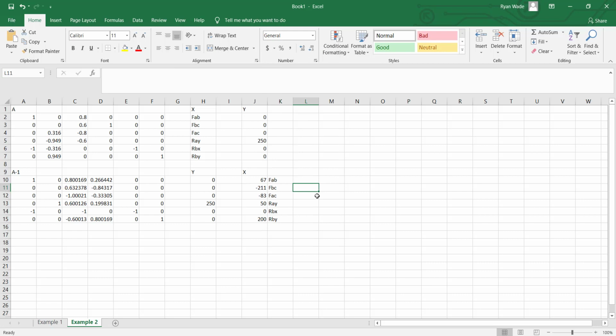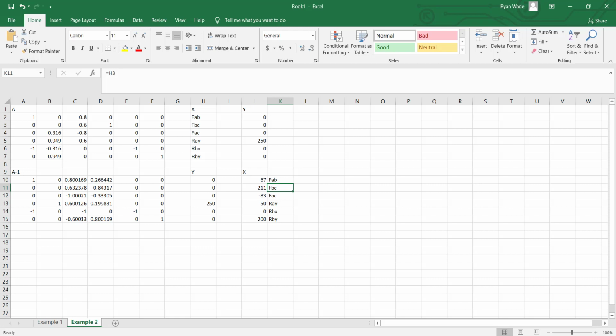So what I see right off the bat is that I've solved for my reaction forces, so my RBY and my RAY, and I've solved for my internal forces. So FAB is 67 kilonewtons in tension because I assume tension. FBC is 211 in compression, and FAC is 83 kilonewtons in compression.